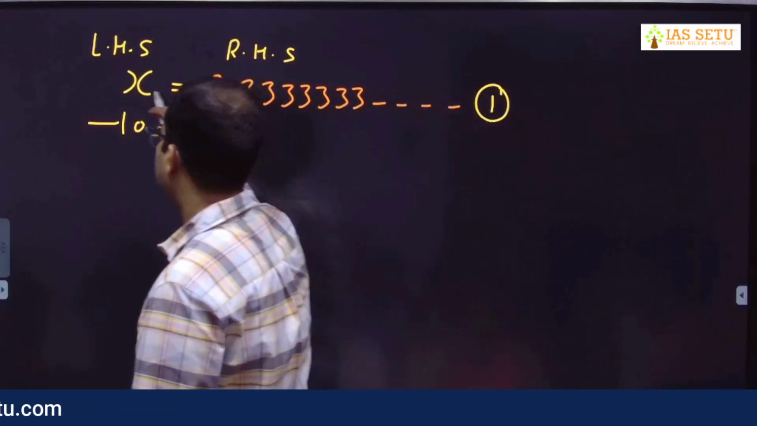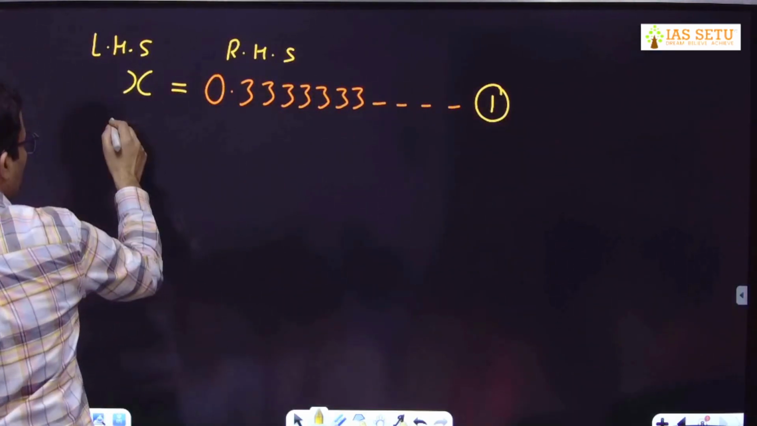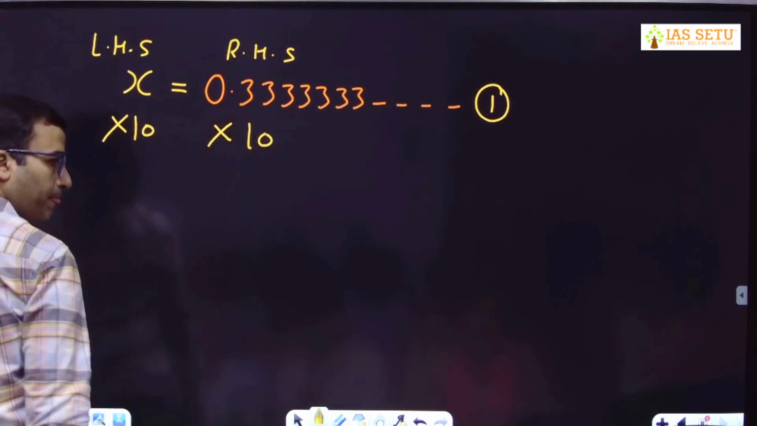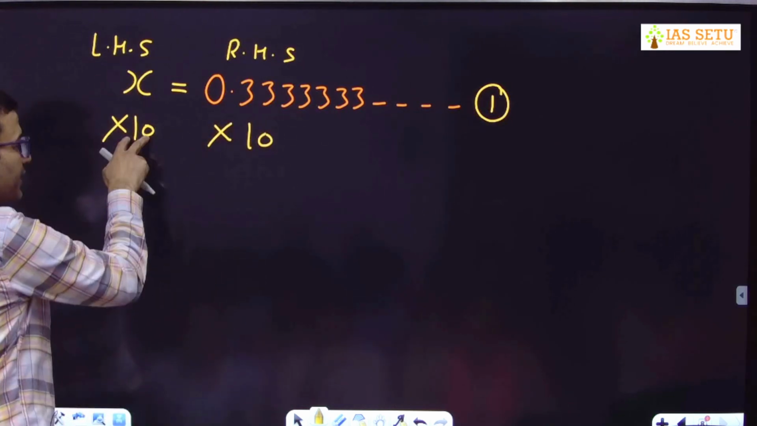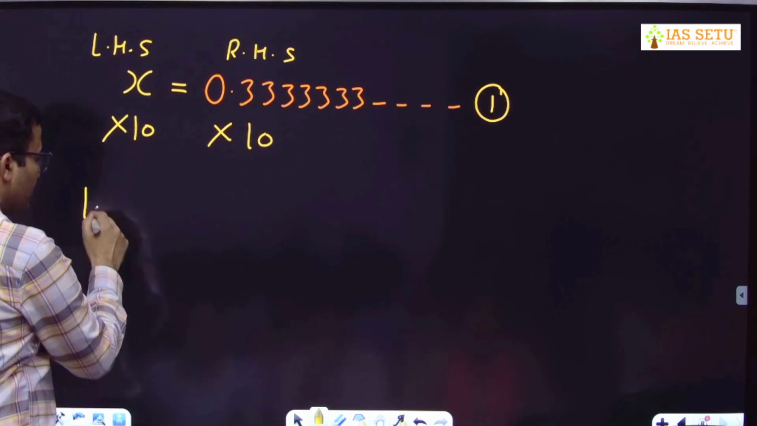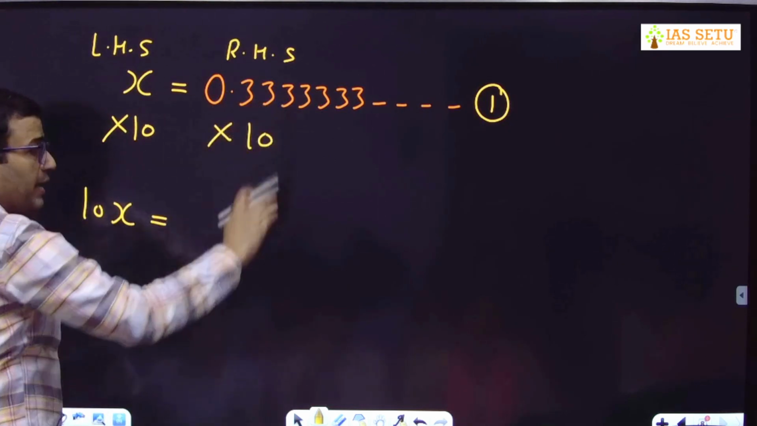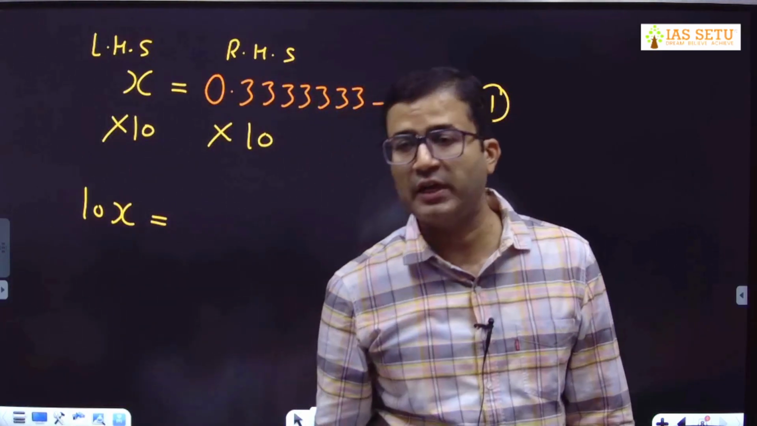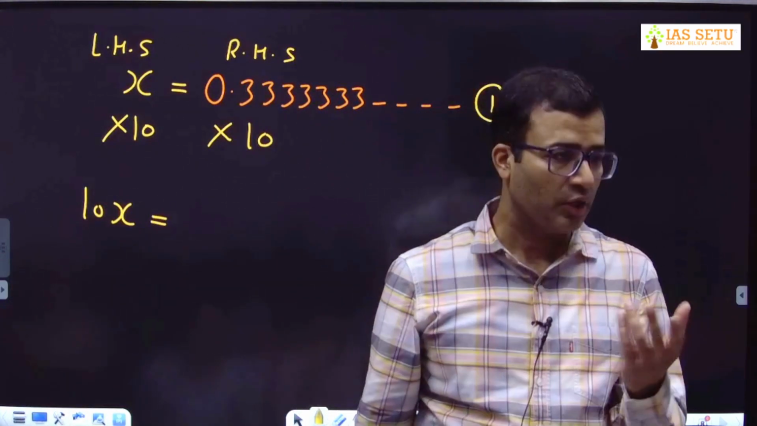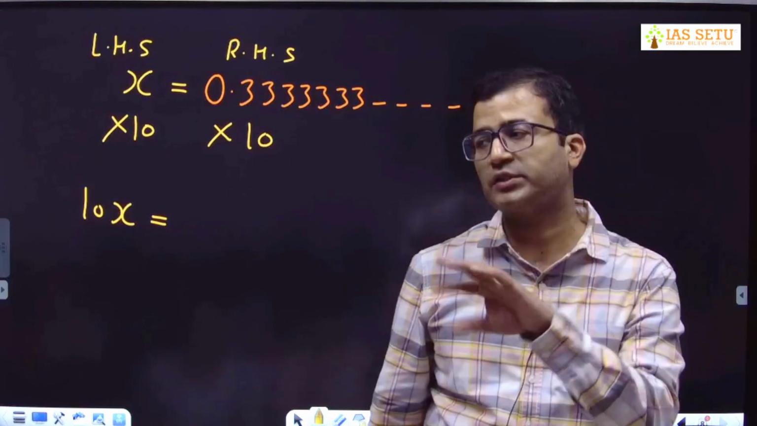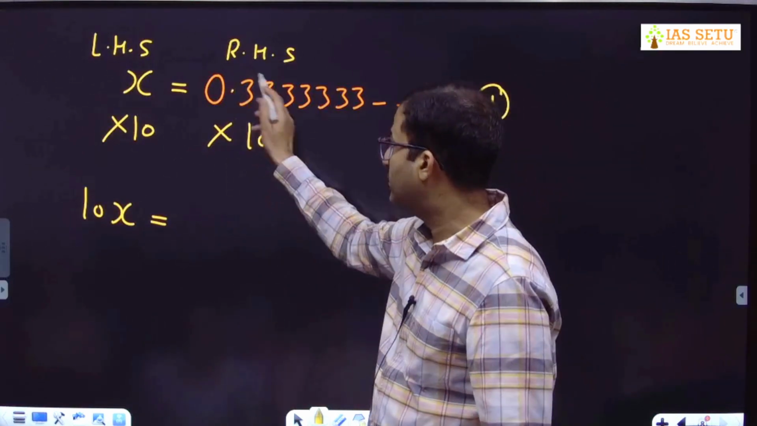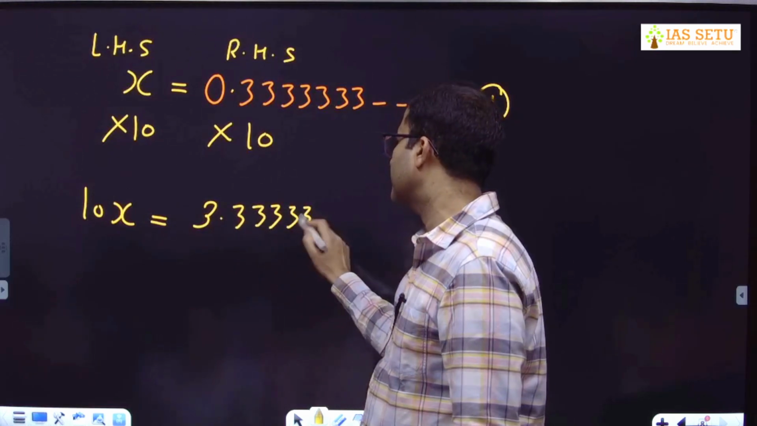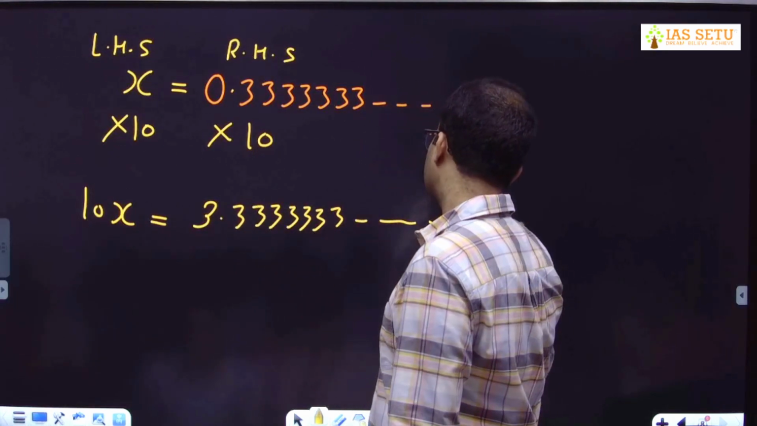Now what I will do, I multiply with 10 on both sides. So tell me, x multiplied with 10, what will we get? 10x. And 0.33333, when you multiply with 10, what will happen? It becomes 3 point. Your decimal will shift one place to the right side. So it will become 3.33333. This is equation number 2.